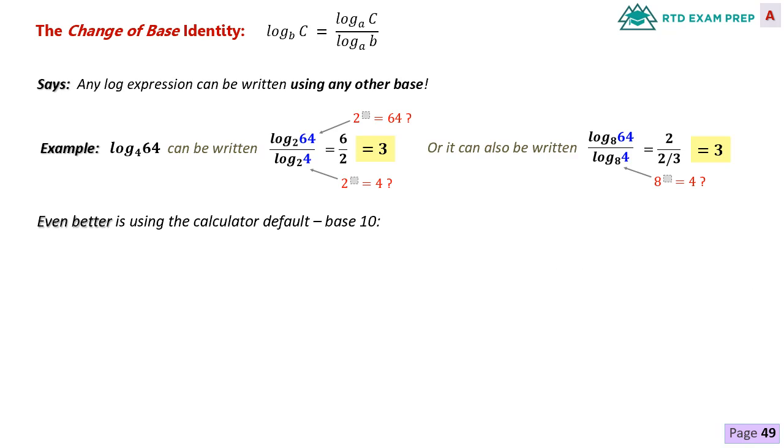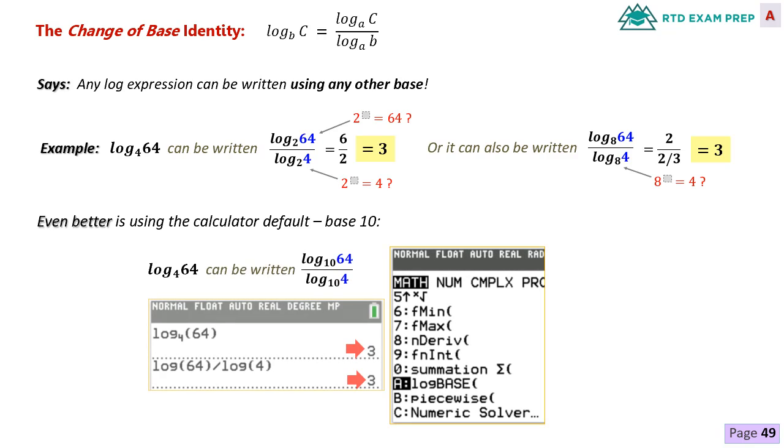Now, the real reason we like this change of base identity is so that we can use our calculator. Some people have a calculator that allows you to type in a log base. For example, here, by pressing Math and choosing the option A, I can type log base and insert the 4 as my base to type log base 4 of 64 and a value to give 3. But if I couldn't, I could type log 64 divide by log 4, and my calculator would assume the base of both expressions to be 10. This would then still output a value of 3.